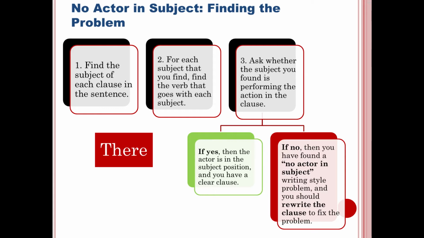The other word to be careful about is the word it. It always refers to the last previous noun. And for good writing style, that means that you cannot begin a paragraph or a paper with the word it. Although you can begin some sentences and some clauses with the word it, you must go back and make sure that that it is referring to the last previous noun that came before the word it. Otherwise, you probably have a no actor in subject problem.